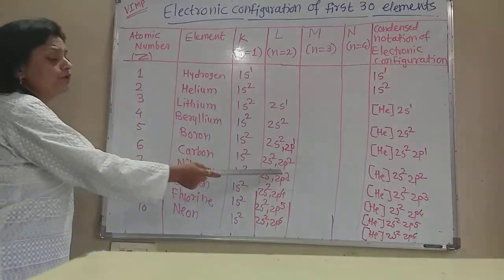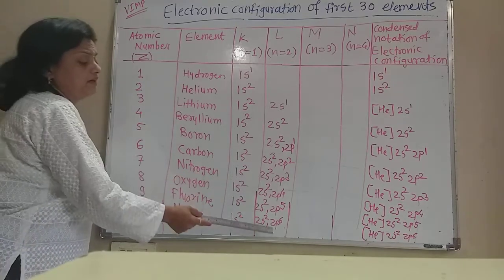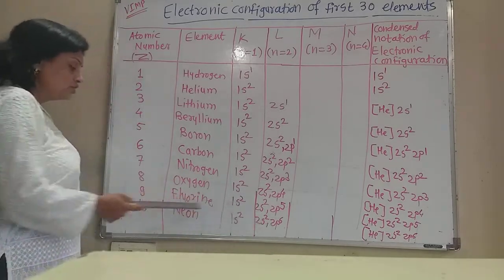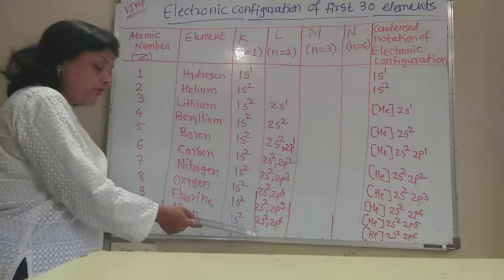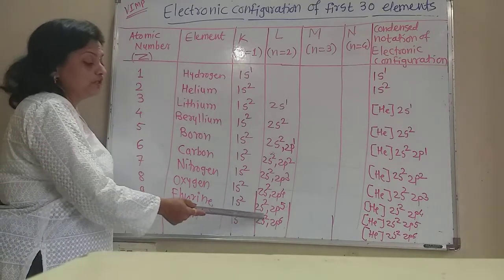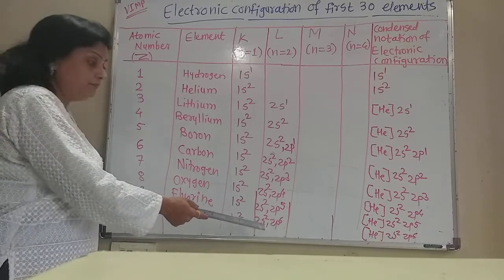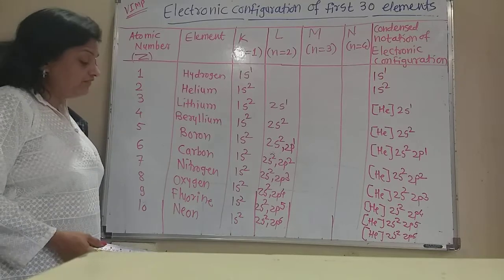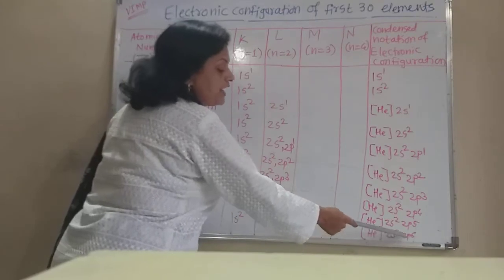Now the 2p orbital is completed in neon because the 2p orbital contains 6 electrons. So in neon, atomic number 10, the electronic configuration becomes 1s2, 2s2, 2p6. These 6 electrons in the p orbital are now completely filled. So neon is shown by [He], 2s2 and 2p6.